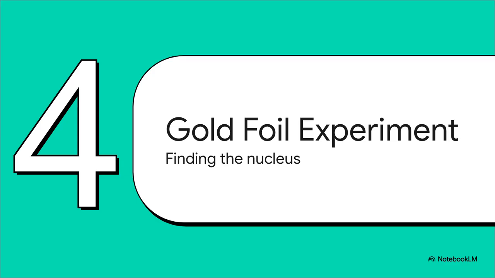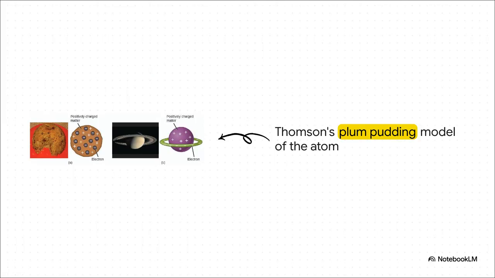Section 4. The gold foil experiment. Okay, so we have these tiny negative electrons. But atoms themselves are electrically neutral. That means there has to be a positive charge hiding somewhere inside to balance the whole shebang out. Thomson thought he had the answer with his plum pudding model. He pictured the atom as this uniform sphere of positive charge, with the tiny negative electrons scattered inside it, kind of like raisins in an English pudding, or chocolate chips in a cookie. It made perfect sense at the time.